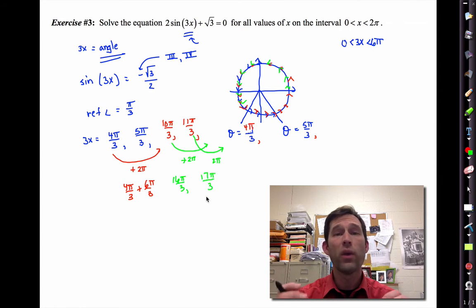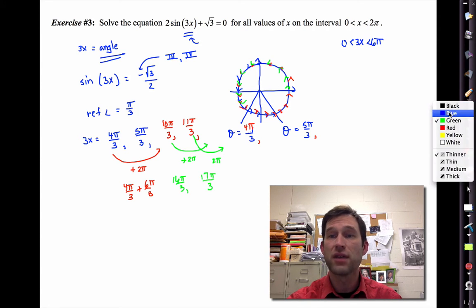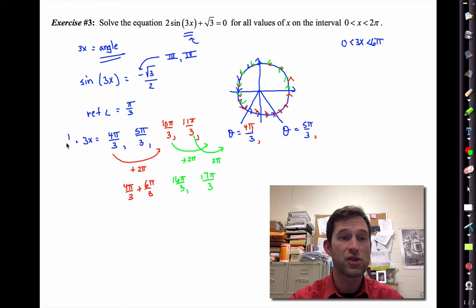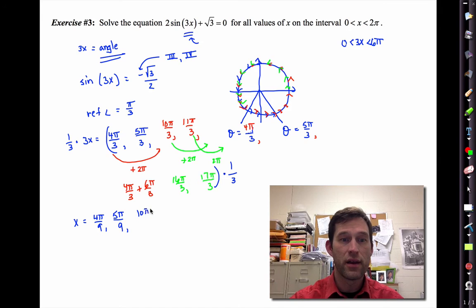In fact, what we just figured out were the six values for 3x. What we now need are the 6 values for x. But we can easily solve for those by dividing both sides of the equation by 3, although quite frankly, since there's so many fractions involved, I would suggest multiplying both sides of the equation by 1/3. And then what we get is our solutions. Look at these. 4 pi over 9, 5 pi over 9, 10 pi over 9, 11 pi over 9, 16 pi over 9, and 17 pi over 9.